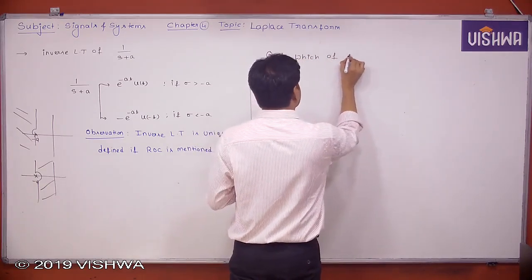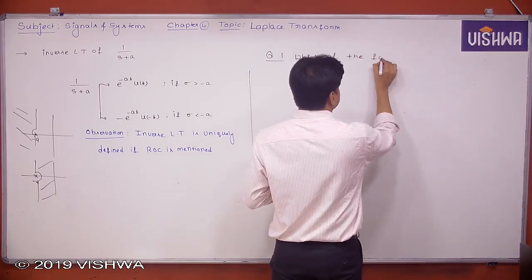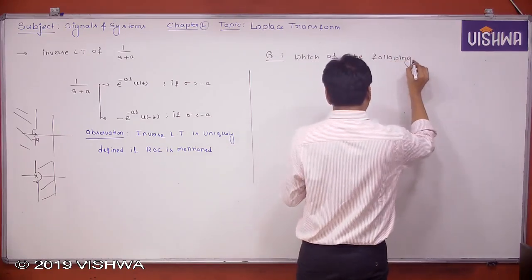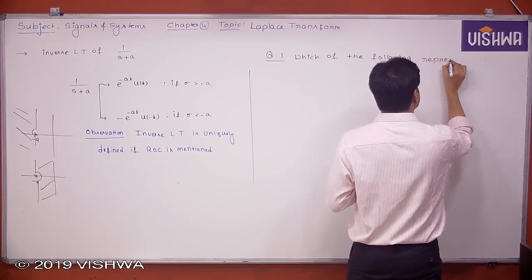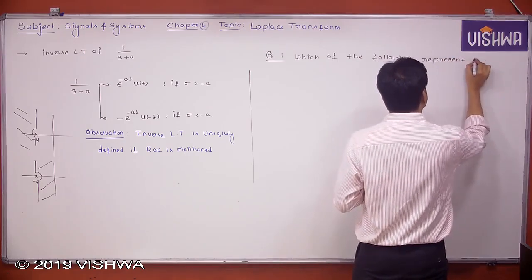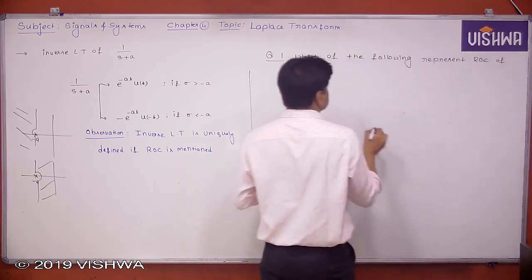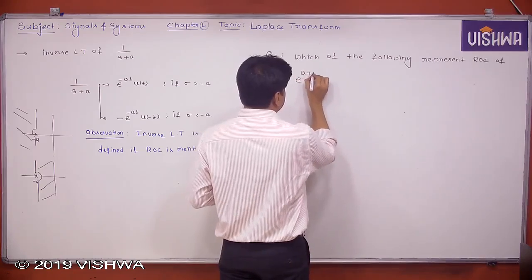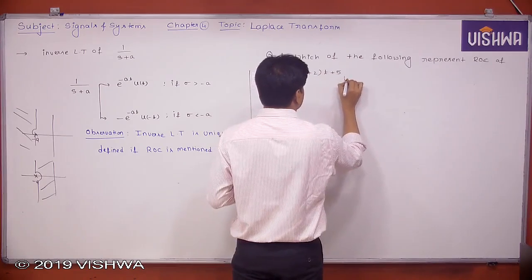Which of the following, take down this question, which of the following represent the ROC of e power a plus 2t plus 5 u of t?